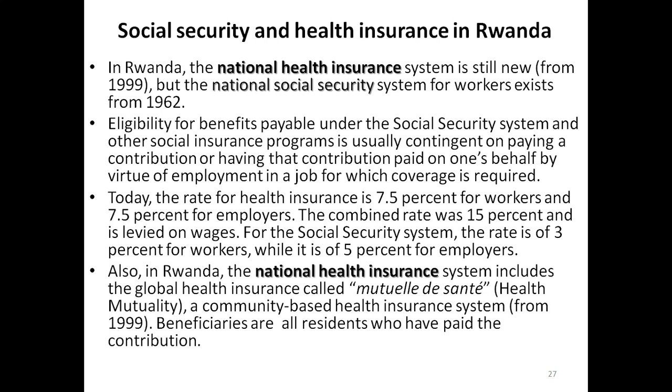Today, the rate for health insurance is 7.5% for workers and 7.5% for employers. The combined rate is 15% and is levied on wages. For the social security system, the rate is 3% for the worker, while it is 5% for the employer. Also in Rwanda, the national health insurance system includes the community health insurance called Mutuelle de Santé.